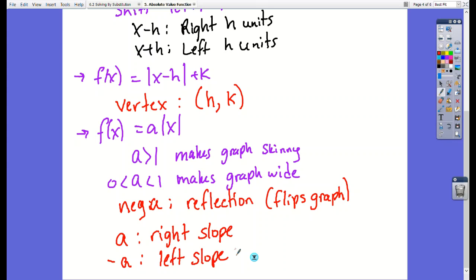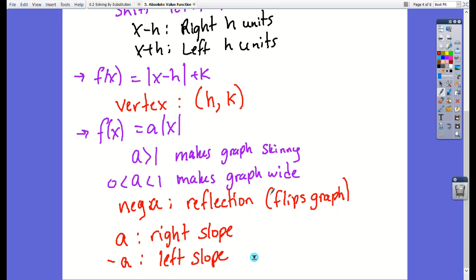This is a lot of information, right? Here's the key though: if you know the parent function, that's going to be the key, is knowing what the parent function is and what it looks like, because then everything else is just based on that one graph. So you have to know the parent function. The other graphs are all based on that one.